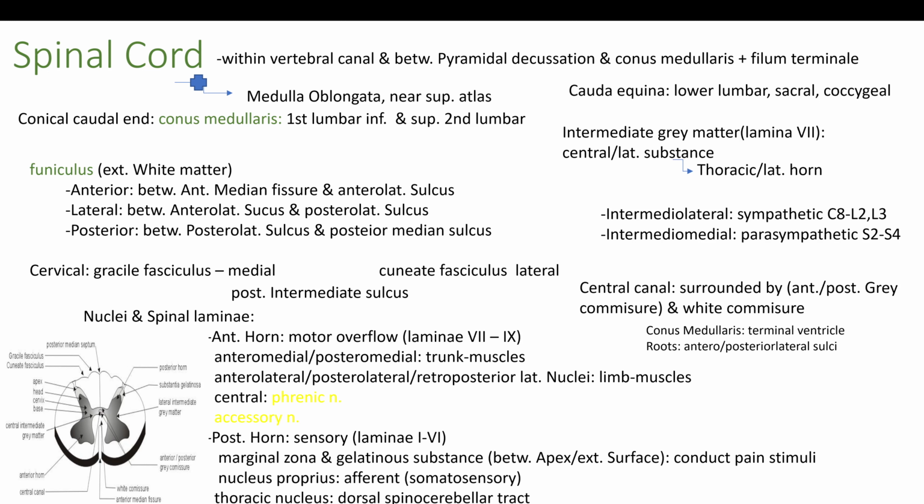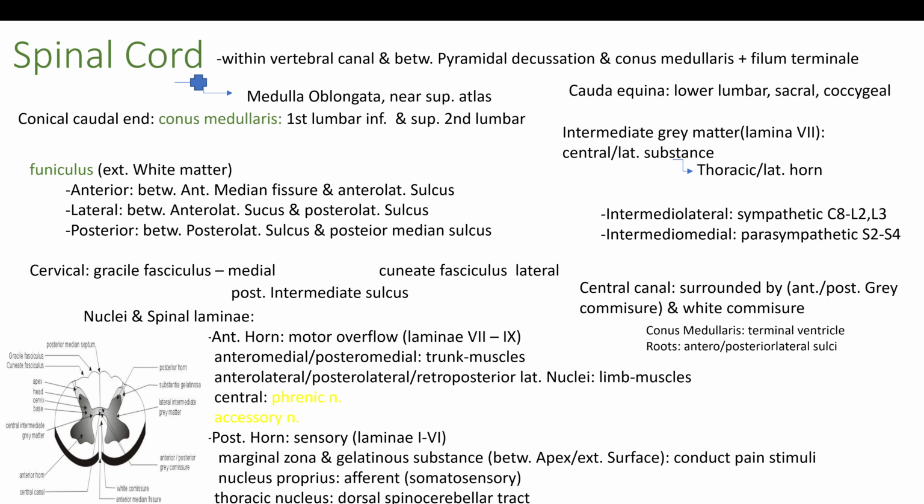Intermediate gray matter consists of central and lateral intermediate gray substance. Lateral gray substance is developed in the thoracic part and forms the lateral horn with spinal lamina 7. There's the intermediolateral nucleus, sympathetic, C8 to L2, L3. The medial nucleus is parasympathetic, S2 to S4. There's a central canal, part of the ventricular system, present in the spinal cord, surrounded by gray matter, anterior and posterior gray commissure, and also some white commissure.